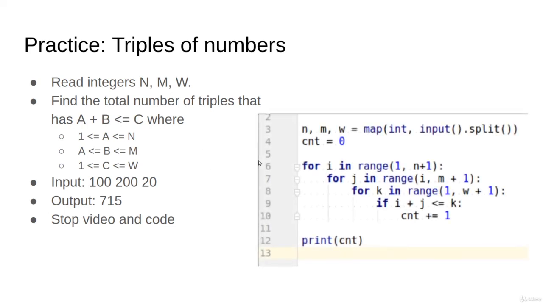The slow way will follow the same trend. Let's make a for loop of i, j, and k. The i from 1 to n, and then j from i to m, and k from 1 to w. And then we put the condition, if i plus j is less than or equal to k, then we count plus 1. Now, to make it faster, we can remove the for loop in line 8. So try to think about that.